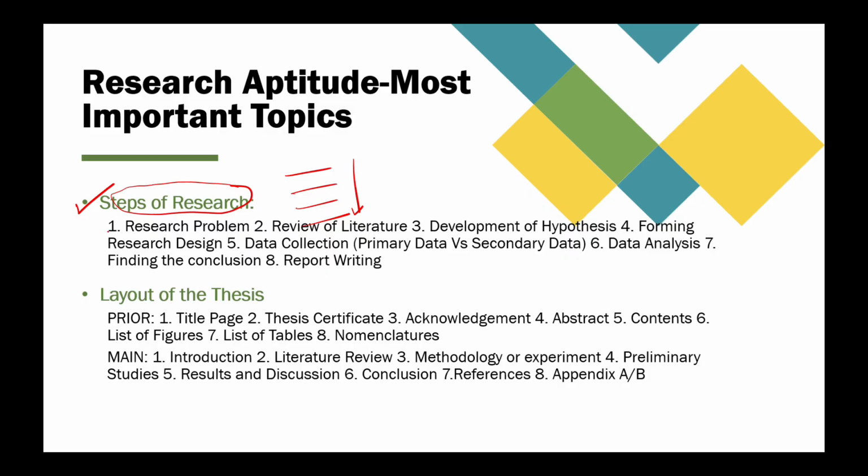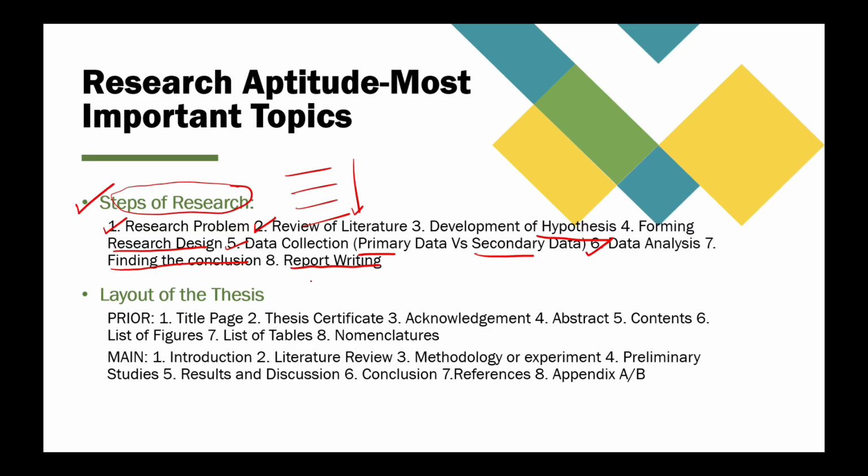Okay, so the steps are: research problem. First you find out the research problem, then you will do a literature review. After that you will develop a hypothesis, and then you form the research design and you collect the data. There are two types of data, primary data and secondary data, and after collecting the data you will analyze the data, and once you analyze you will find a conclusion for your research problem. After all, you start writing the report.